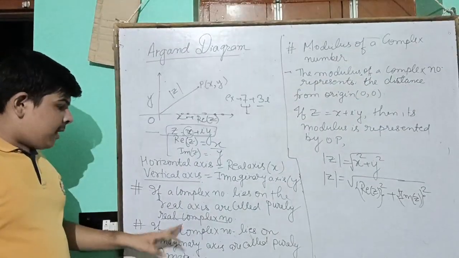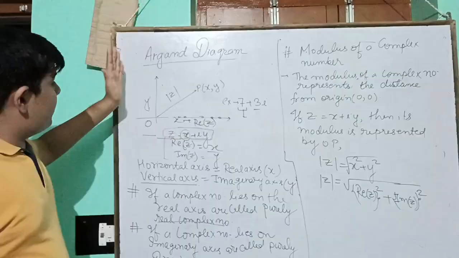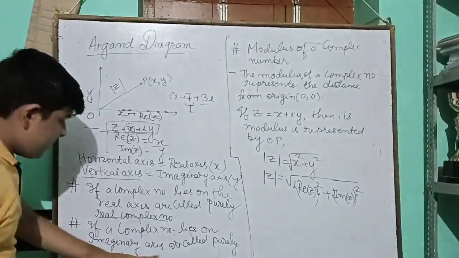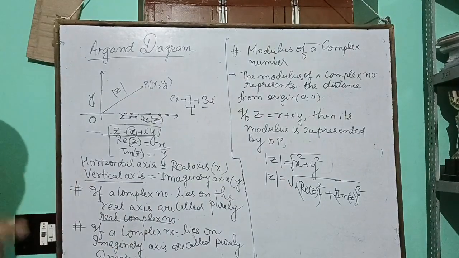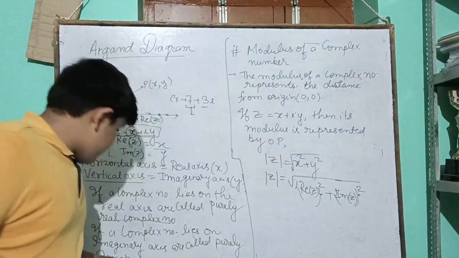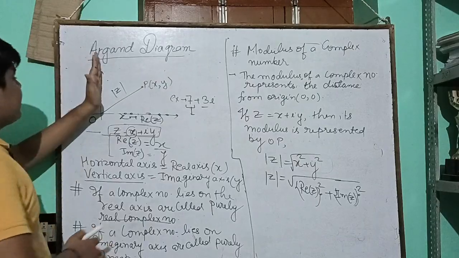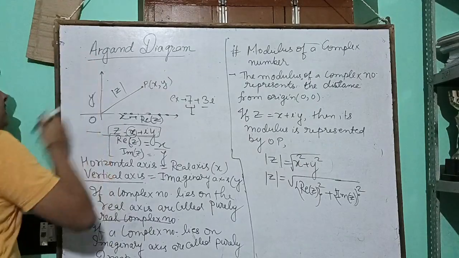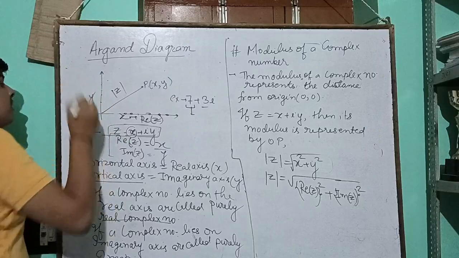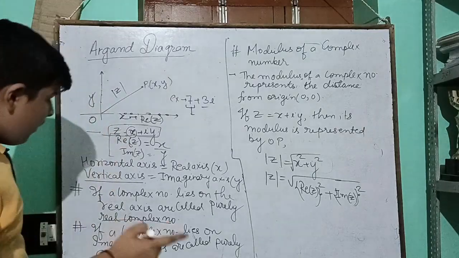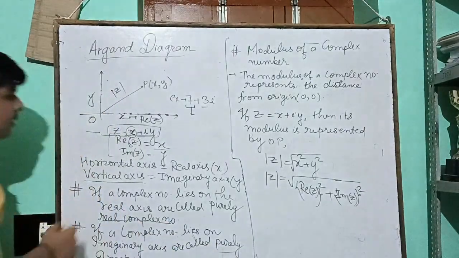If a complex number lies on the imaginary axis, then that complex number will be called a purely imaginary complex number. If a complex number lies only on the y-axis, like the point is here somewhere, then that complex number will be called a purely imaginary complex number.